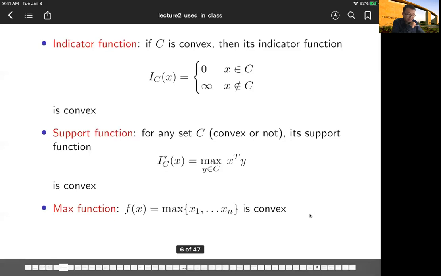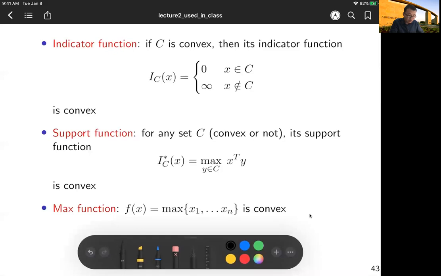So when C is convex, then its corresponding indicator function, defined as follows, is a convex function, right? To see this, just enumerate all the possibilities of x and y in R^n. So let's say that there's a convex set C that's a subset of R^n. There are basically only a few cases that we can discuss.